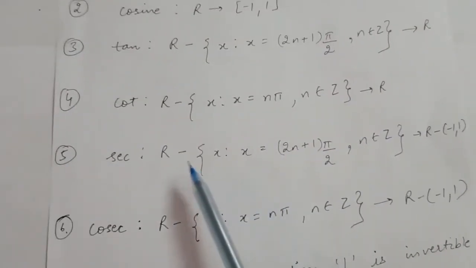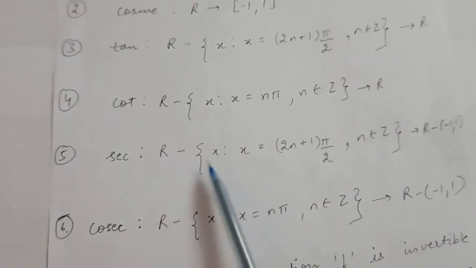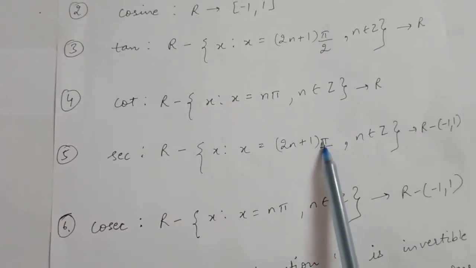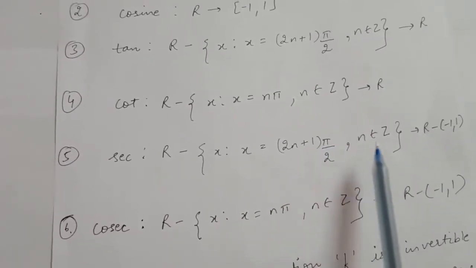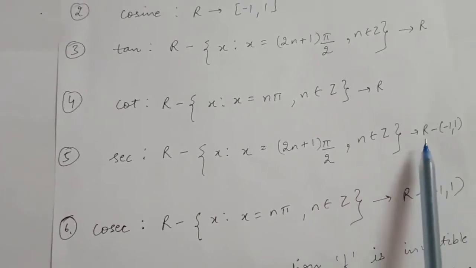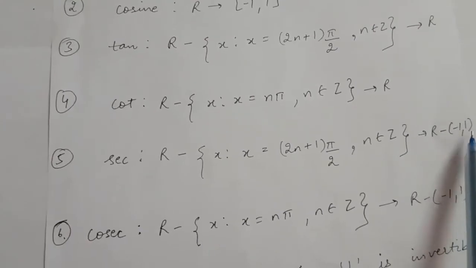Now the next function is secant. The domain of the secant function is R minus this set, again because cos is 0 at these values, right? And the range of secant x is R minus the open interval -1 to 1.